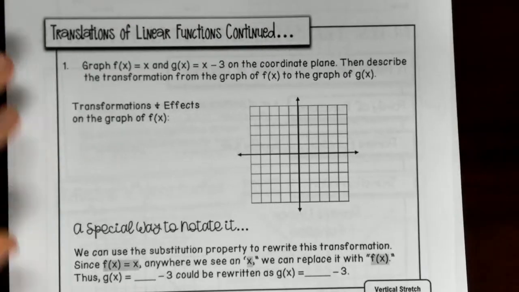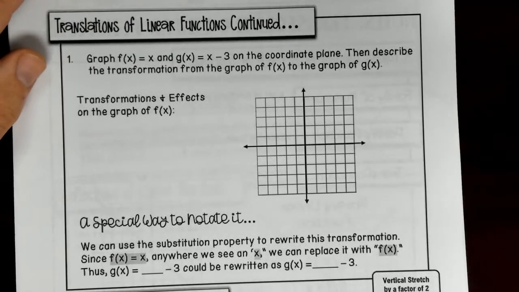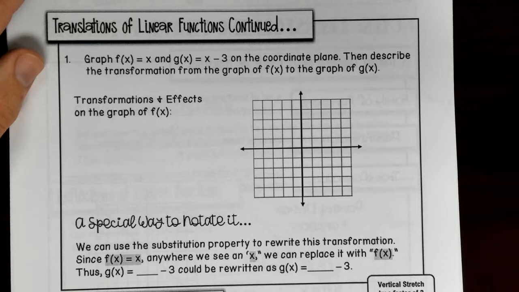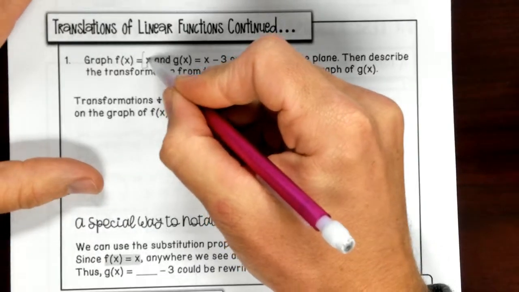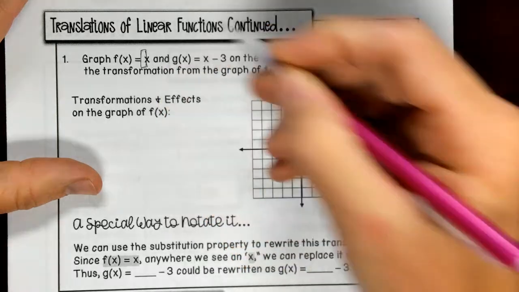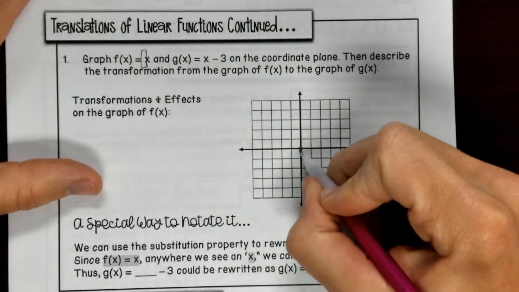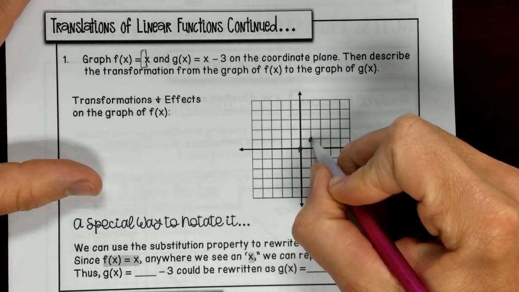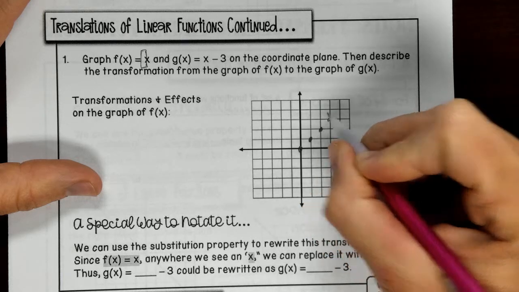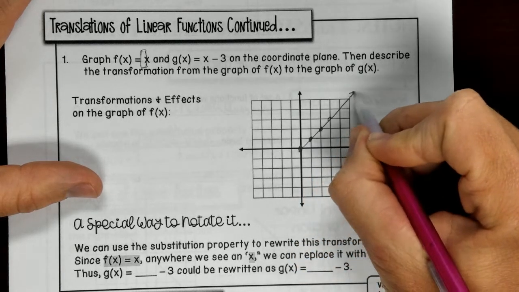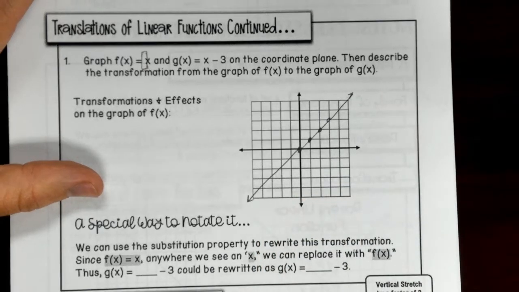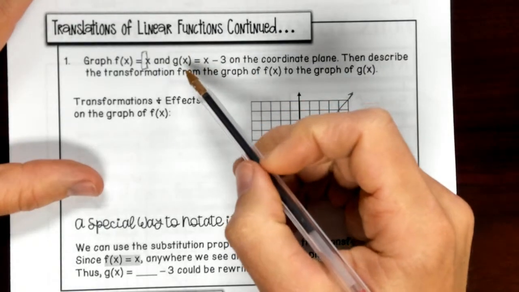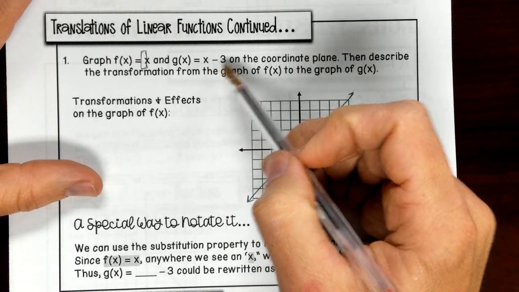It says graph f of x and then graph g of x. F of x is my parent function, which again has a slope of 1, the number in front of the x, and it goes through the origin, 0, 0. So we graph that function. Looks like this. Okay, now I want to graph g of x equals x minus 3.